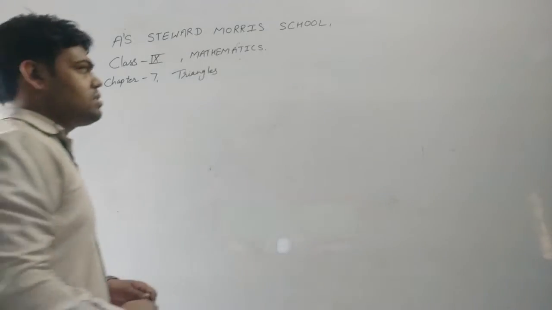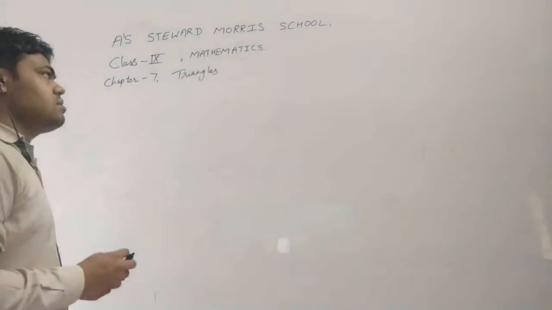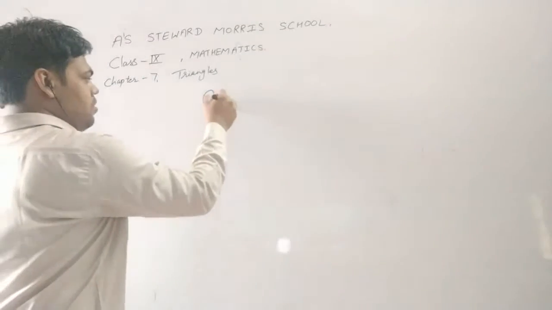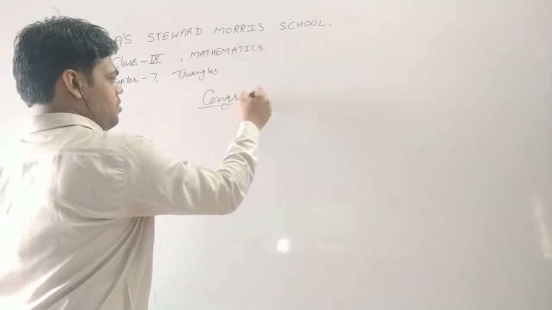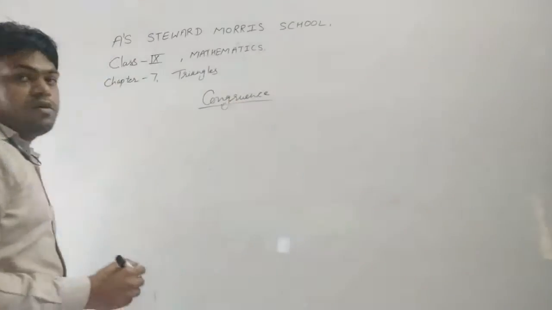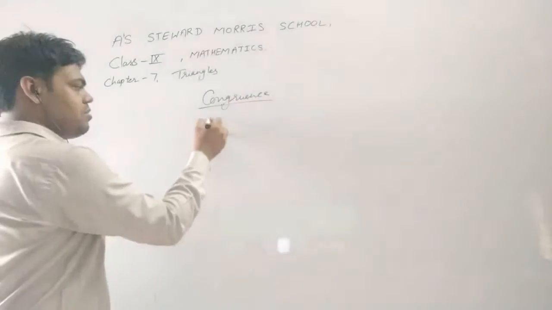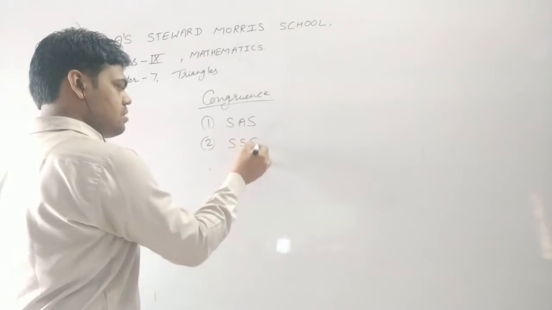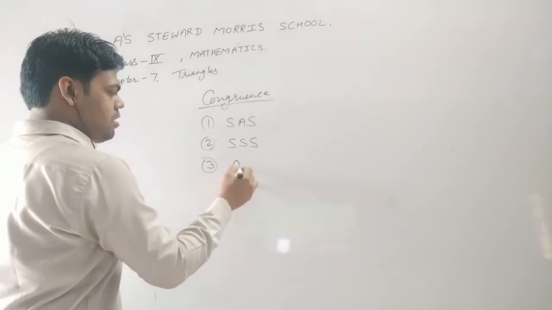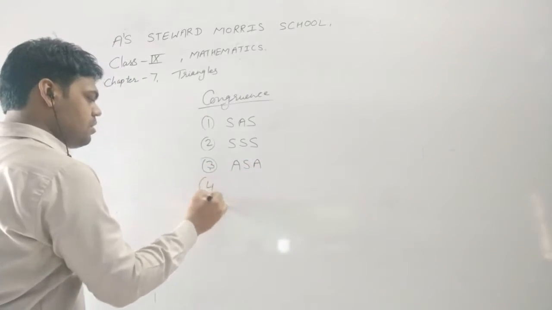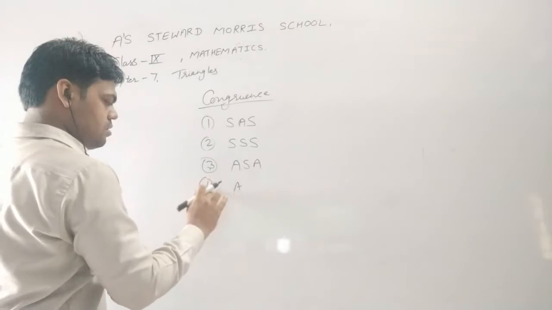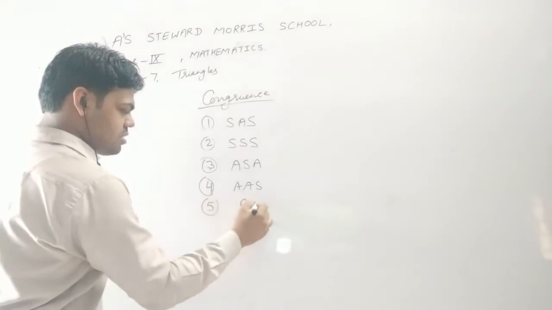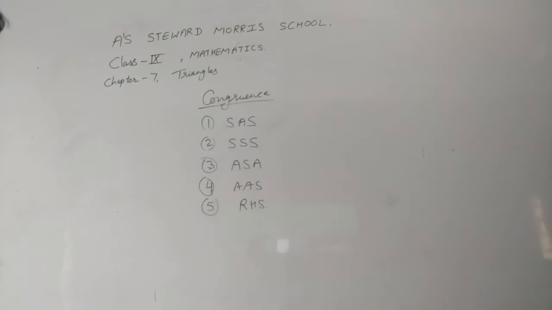Hello students, we are starting with chapter number 7, triangles. The basic concept of this chapter is based on the congruency topic. We have 5 types of congruency. The first one is SAS, second is SSS, third is ASA, fourth is AAS, and the fifth congruency is RHS. These 5 types of congruency we have to discuss here.